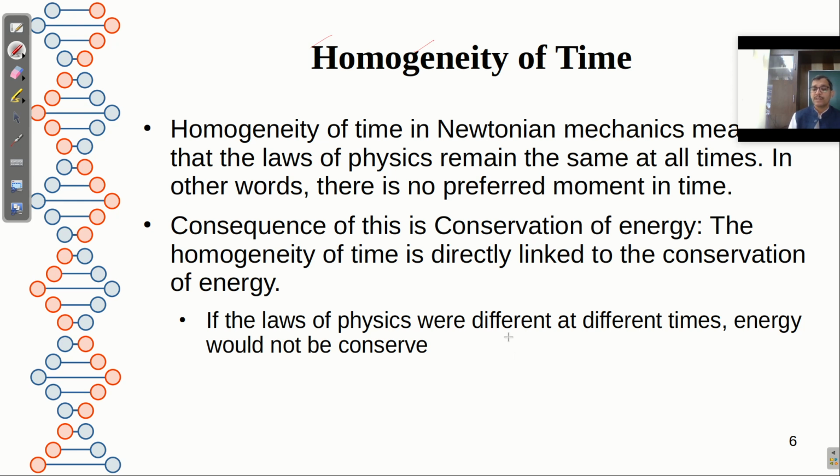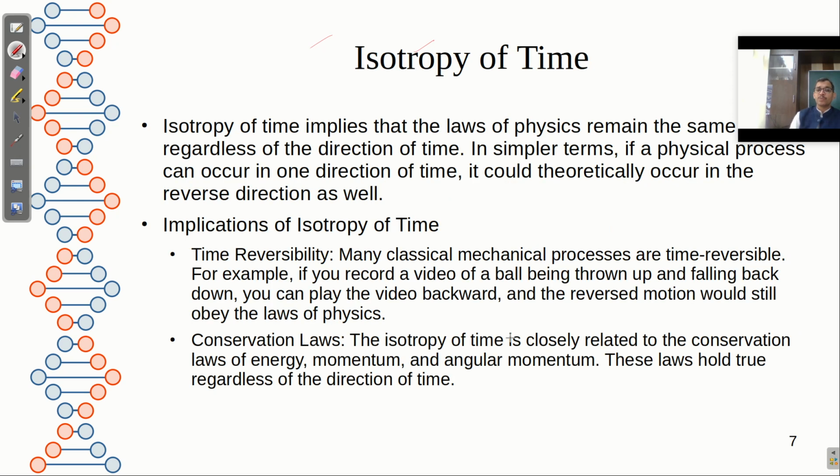That means all the laws will remain the same at different times. And if that doesn't happen, it means the energy of the system will not be conserved. Then, isotropy of time. Isotropy of time implies that the laws of physics remain the same regardless of the direction of time.